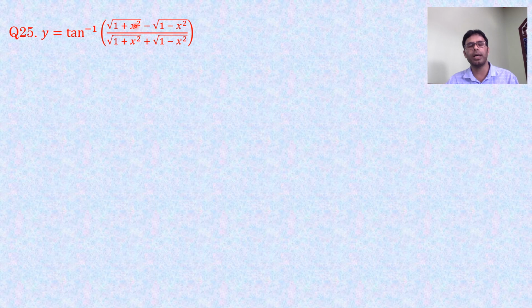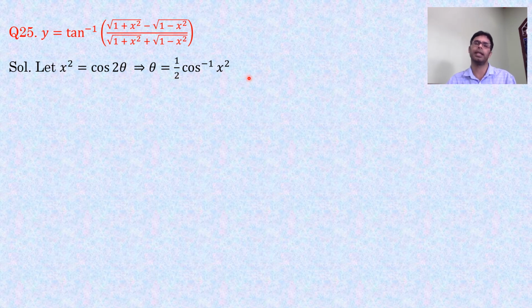So you are to take x square is equal to cos 2 theta now. So let x square is equal to cos 2 theta. So find the value of theta here. First cos will go there, cos inverse x square, then theta is equal to half cos inverse x square. Now use this substitution here. My final target is what?